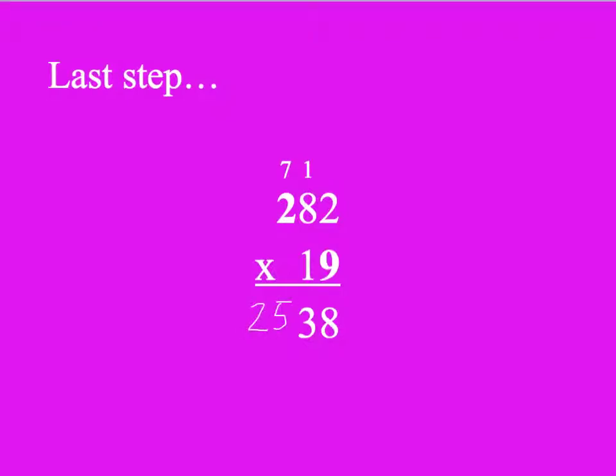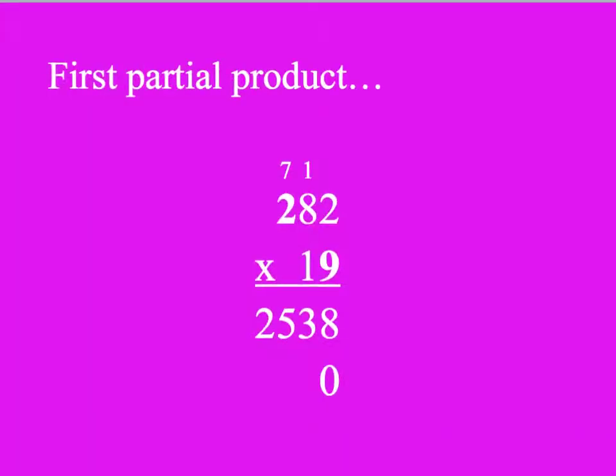And again, remember, this is like saying 25 hundreds, which is equal to 25 times 100. So our 2 goes into our thousands place, and our 5 stays in our hundreds place. So our first partial product here is 2,538.